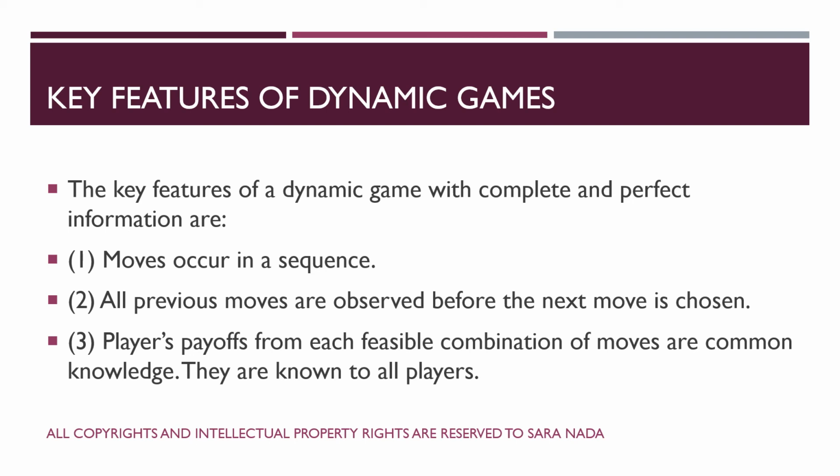Briefly, we have three main key features for dynamic games with complete and perfect information. Moves are sequential. Previous moves are observed before anyone takes the next move. Then the third one is that the payoffs are known to all players.